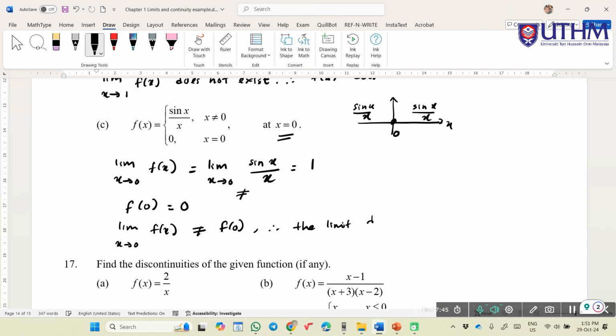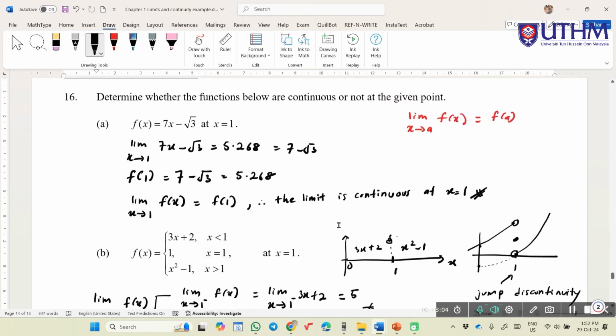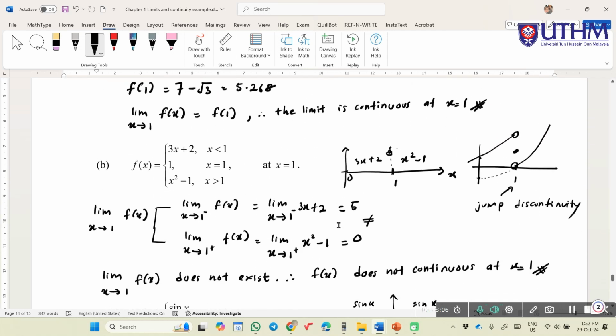therefore the function is not continuous where x equals 0. Okay, like that. Alright, so we have looked at 3 examples.